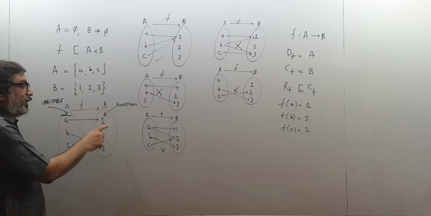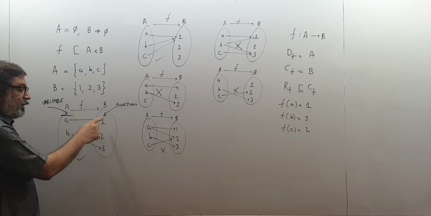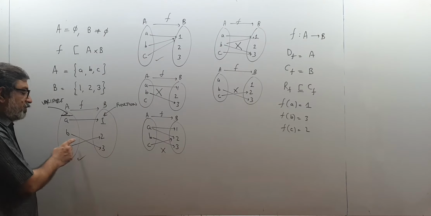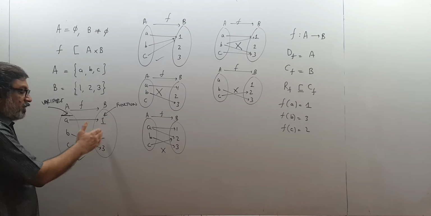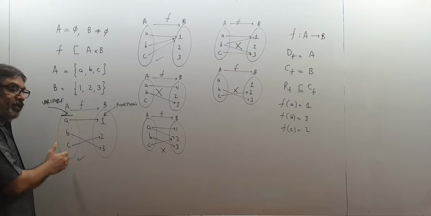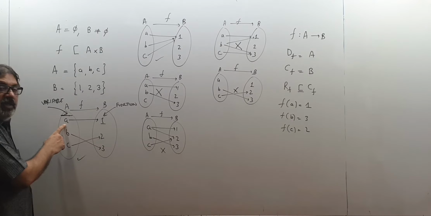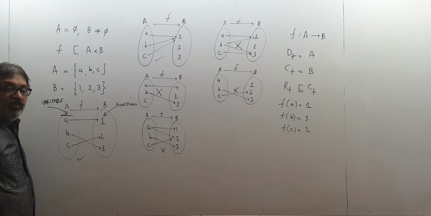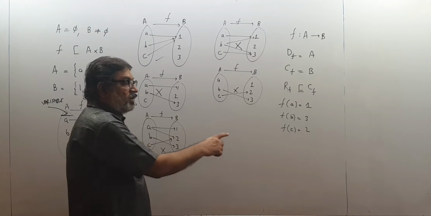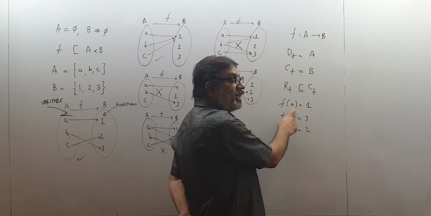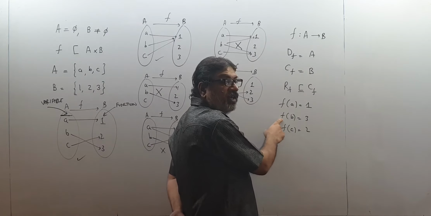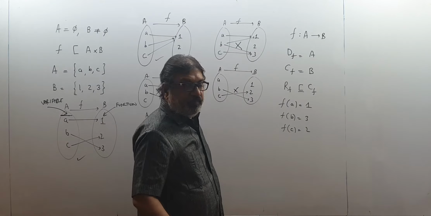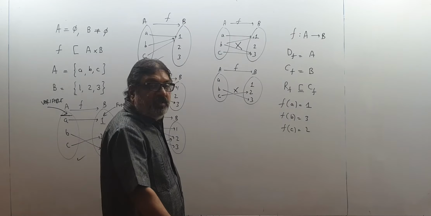So these will be called values of the function or images. 1 is image of A, 2 is image of C, 3 is image of B. So these will be images and these will be pre-images. So A is pre-image of 1, B is pre-image of 3, C is pre-image of 2, like this. This is the notation. Value of function at A is 1. Value of function at B is 3. Value of function at C is 2. We say like this. So F of A is 1, F of B is 3, F of C is 2.